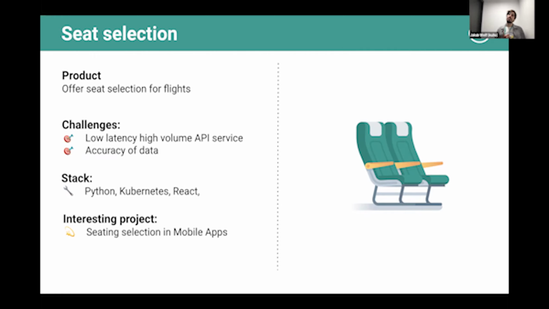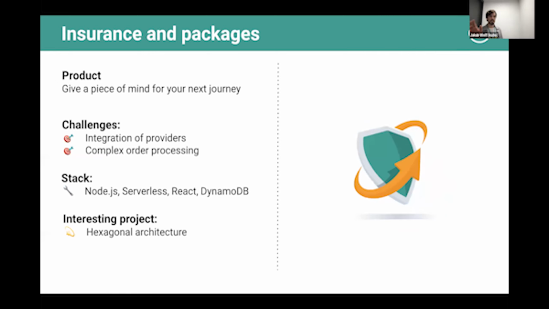So there is a lot of caching, and it includes smart caching as well, to make it pretty good and stable. The stack is built on top of Python, running on Kubernetes and GCP, with the front end on React, or on the mobile application, the regular stack. An interesting project right now is seating selection in mobile apps. It has quite complicated data structures that we need to provide to mobile clients. So it has been pretty much fun to figure out how to represent those data structures over there.